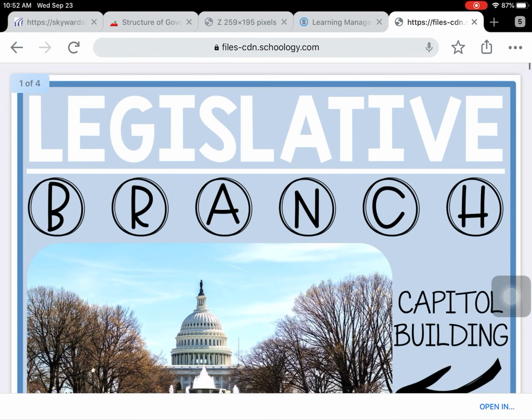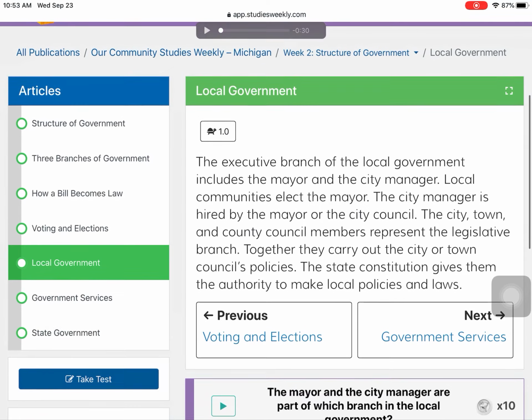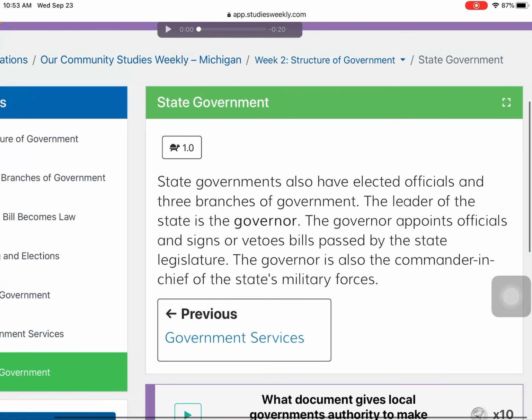Now that we have reviewed our three branches of government, we know that those are the branches of government for our whole nation, our whole entire United States of America. But we also have our branches of government within our state government and our local government. That's what we're going to talk about today. So let's look at our state of Michigan first.